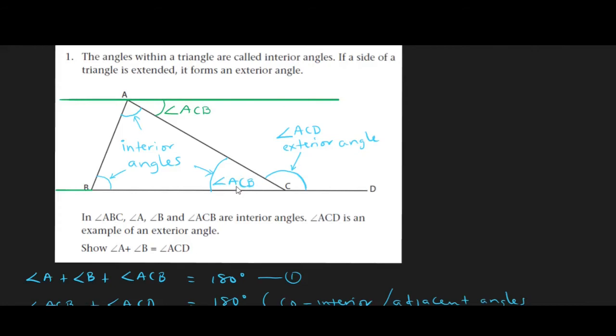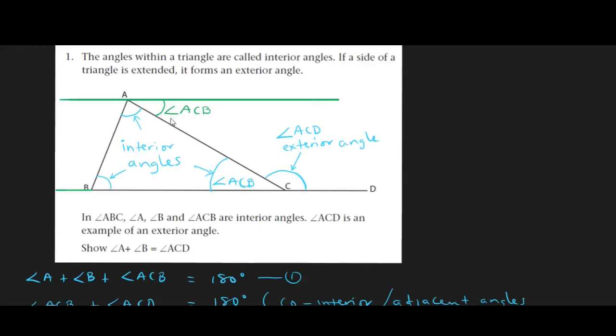Also, the two adjacent angles on a straight line sum up to 180 degrees. So angle ACB plus angle ACD sum up to 180 degrees. If we were to draw a line parallel to line BD, which touches the vertex A, we realize that the line AC forms a transversal when extended. So that means that angle ACB can be drawn here. So these angles are equivalent.